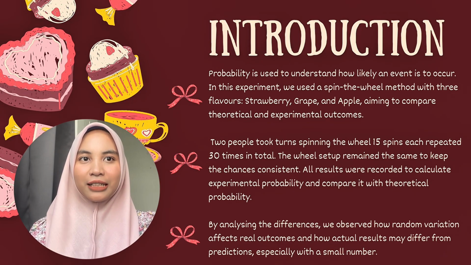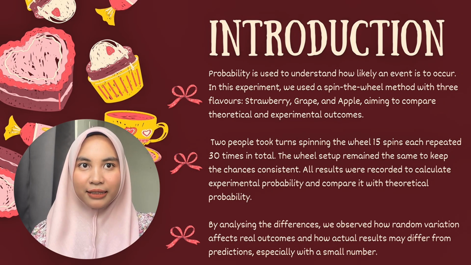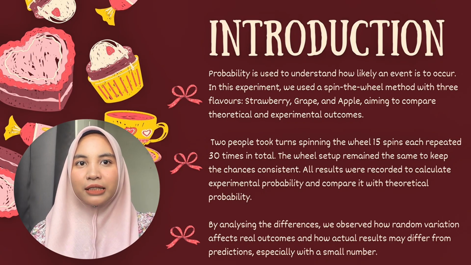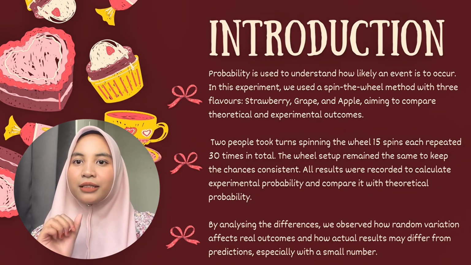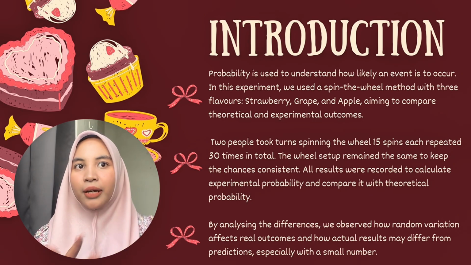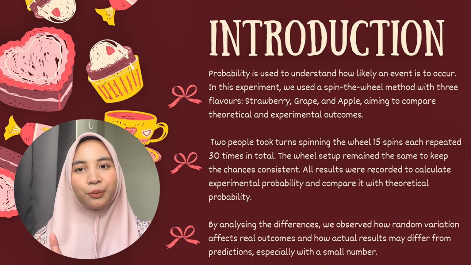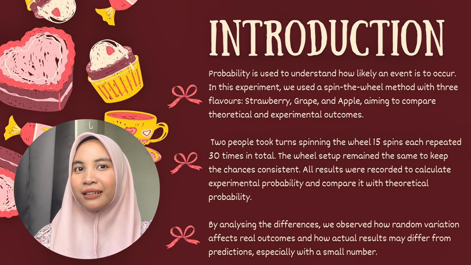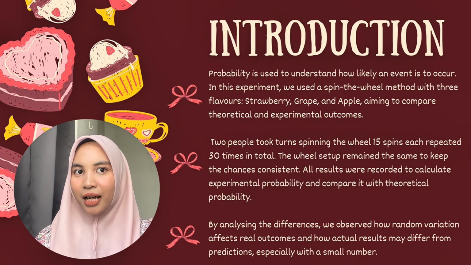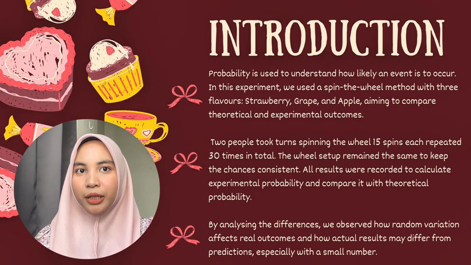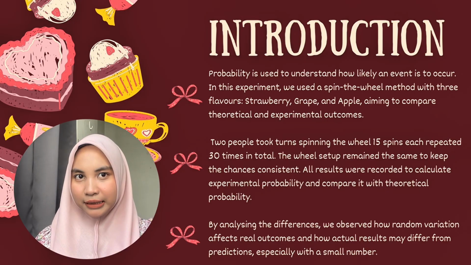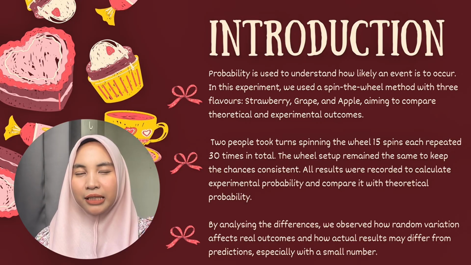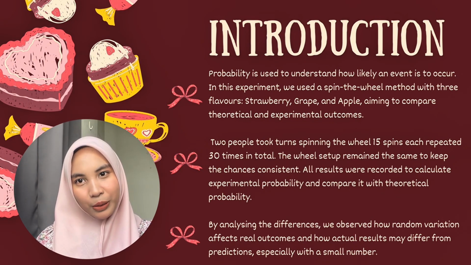First, for my introduction, probability is used to understand how likely an event is to occur. In this experiment, we use a spin the wheel method with 3 flavors, strawberry, apple, and grape, aiming to compare theoretical and experimental outcomes. 2 people took turns spinning the wheel, 15 spins each, repeated 30 times in total. The wheel setup remained the same to keep the chances consistent. All results were recorded to calculate experimental probability and compare it with theoretical probability.